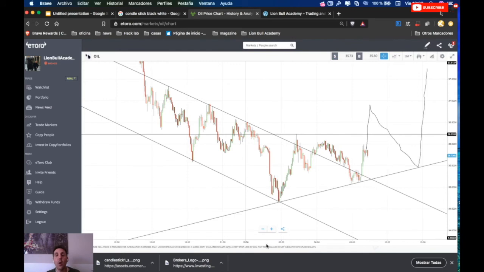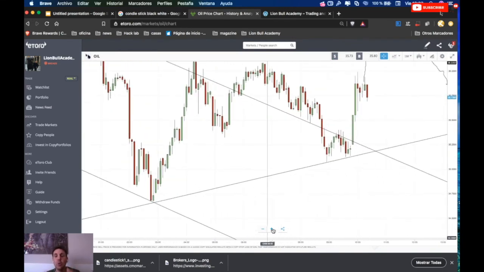What you need to do now is practice. Just look at this chart, start to understand when to open, when to close, and look at the movement of the chart.